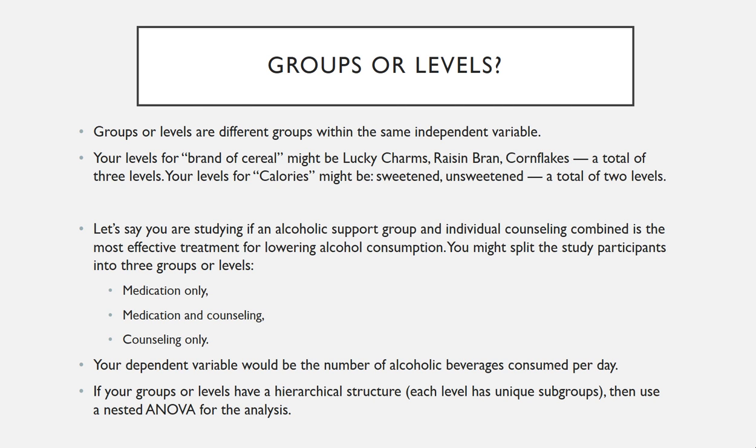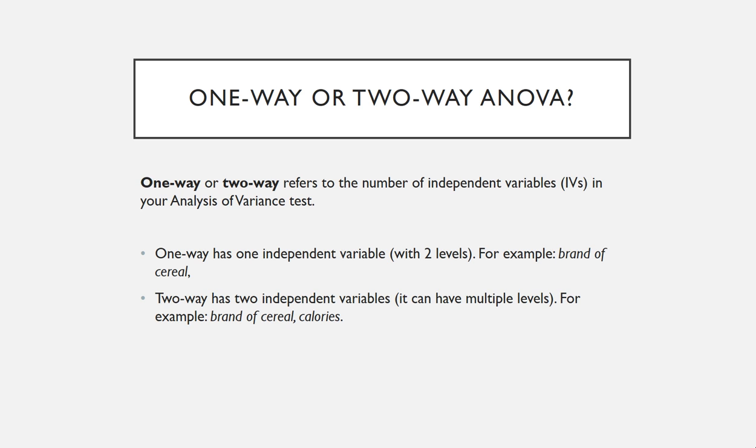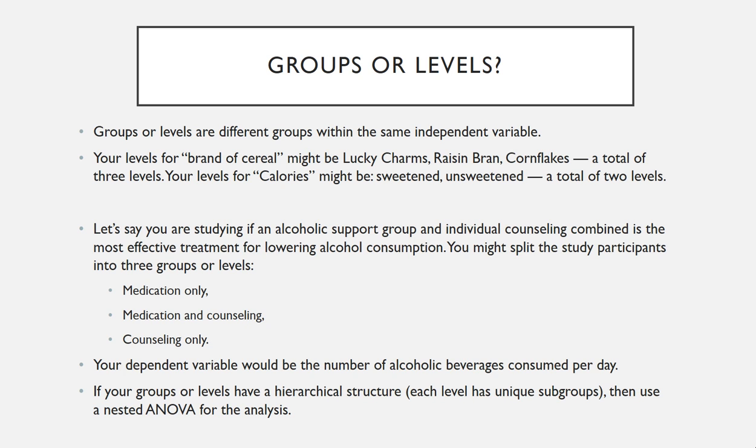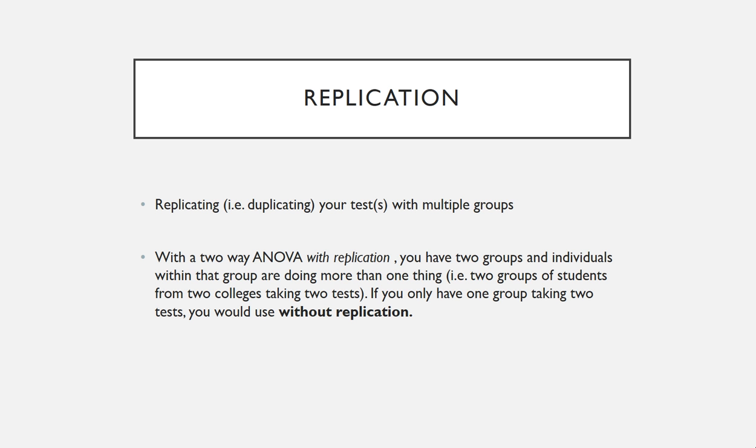Here, what do you say? Two way can have variables with multiple levels. Only one way has one independent variable with two levels, right? And then if you're studying, let's say, an alcohol support group and individual counseling combined as the most effective treatment for lowering alcohol consumption, right? You might split the study participants into medication only, those who only seek medication, and counseling only, 2 levels. Then you may use one way ANOVA, right?